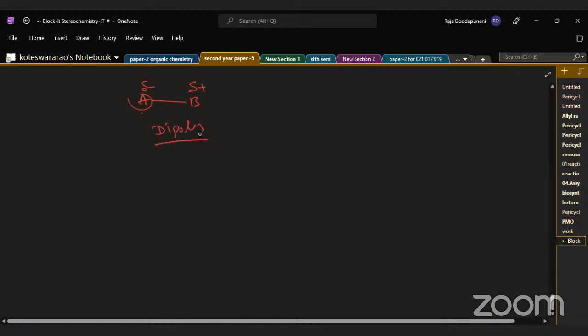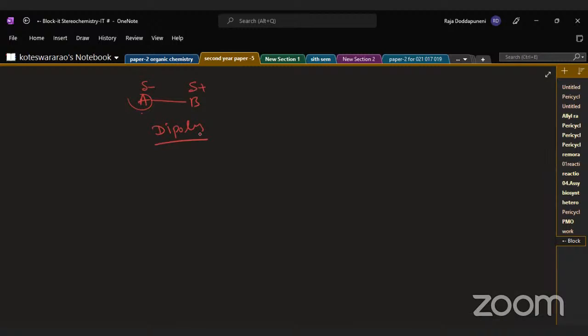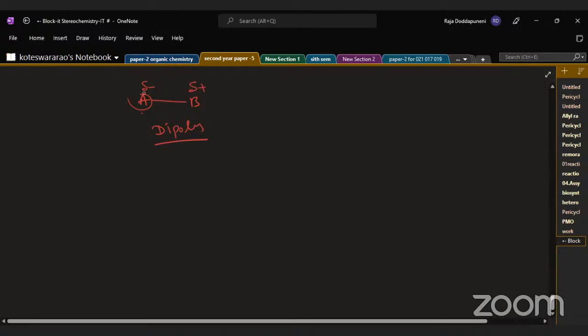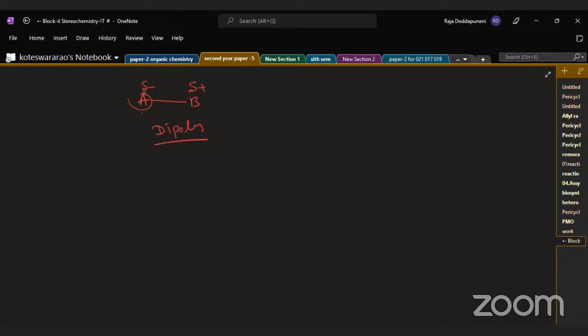Now, when a molecule showing conformational isomerism has dipoles, and the same kind of dipoles come closer, repulsive interactions are generated. These repulsive interactions are known as dipole-dipole interactions.